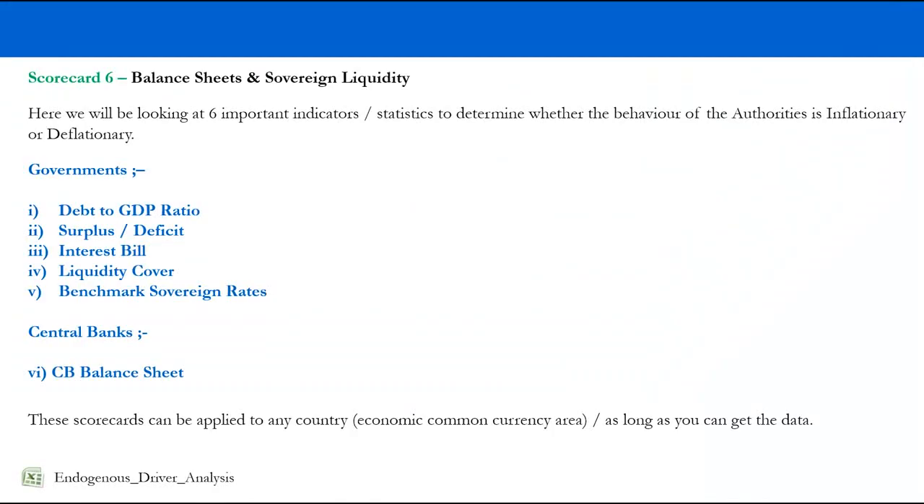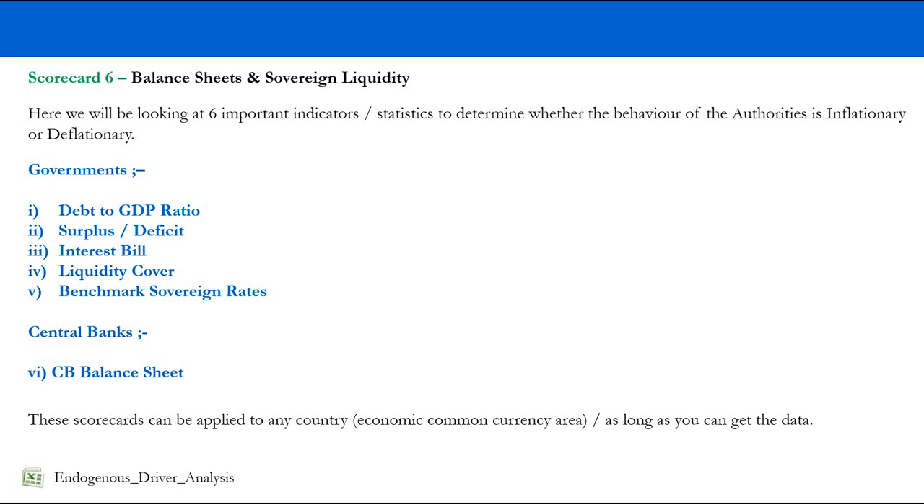Okay, so welcome back to the computer screen. We're going to be looking now at our final endogenous analysis scorecard drivers. We're going to be looking at balance sheets and sovereign liquidity, and at 6 really important indicators or stats to determine whether the behavior of authorities is inflationary or deflationary. When we're gauging inflation or deflation here, we're looking at the behavior of the authorities in the current time period, getting a snapshot of whether their behavior is currently inflationary or deflationary, or likely to be inflationary or deflationary in the future.